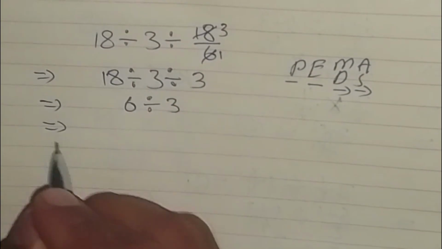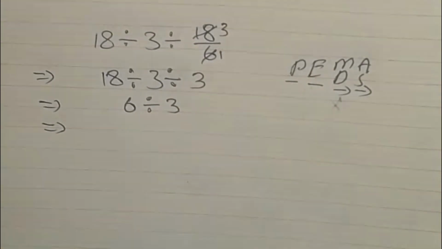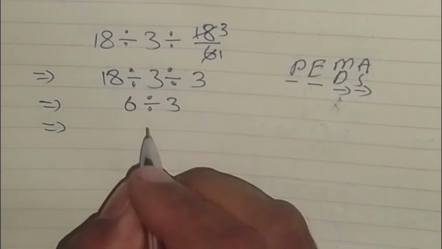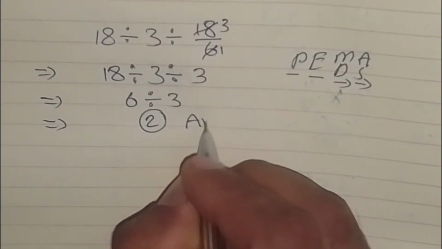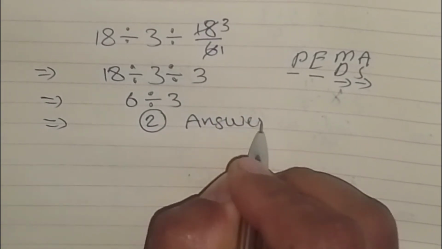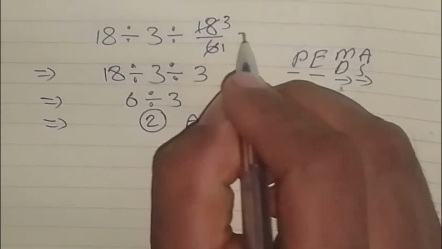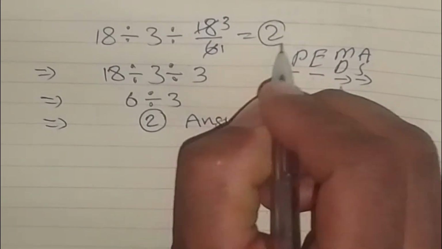and 6 divided by 3 gives us 2. So the final answer is 2. 2 is the final answer.